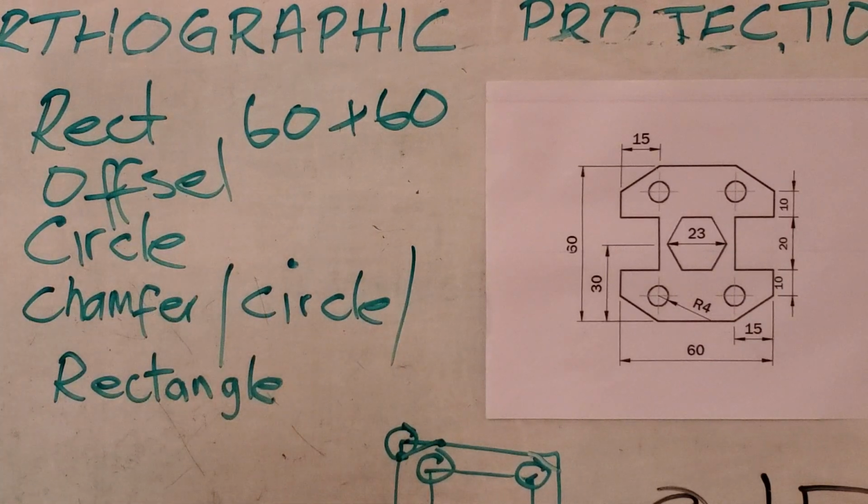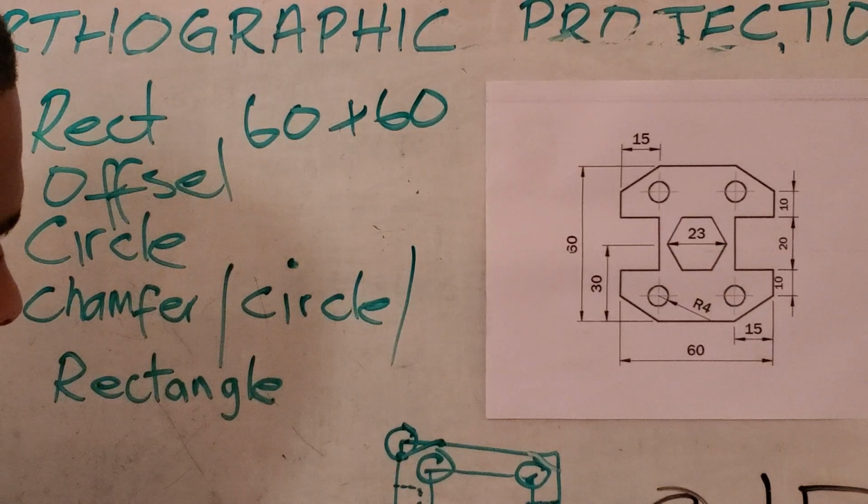Then I would copy this, using here as a base point, and drop it right here to get that there. Use copy again, here as the base point, and drop it right here to get that right there.